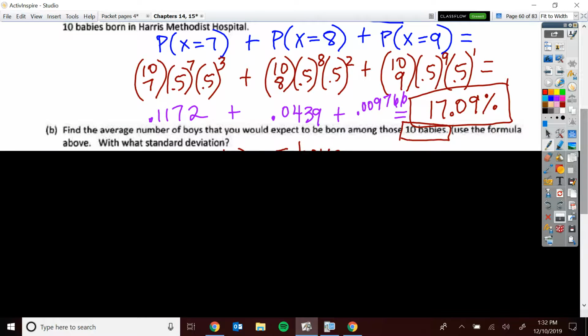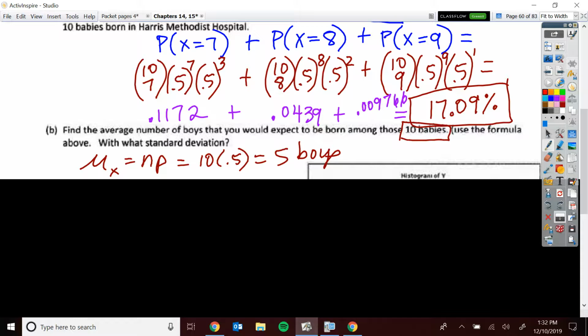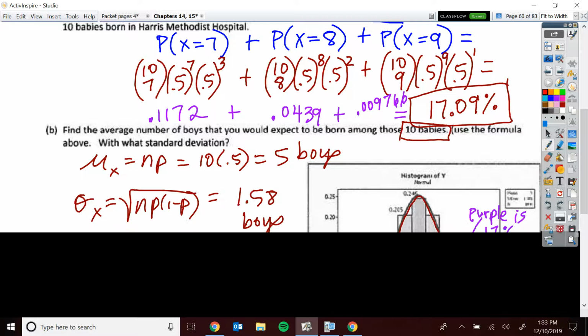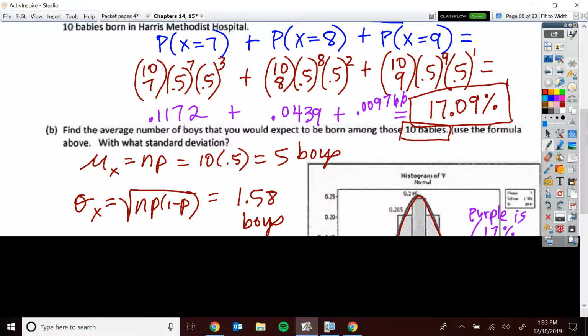How many boys on average would you expect to be born out of 10 babies? Does it make sense that if it's 50% boys, you would expect on any given day there to be about 5 boys out of those 10? Okay, and then I can do the formula for standard deviation, which is that. So there's my formula for standard deviation. I get 1.58 boys for that standard deviation.